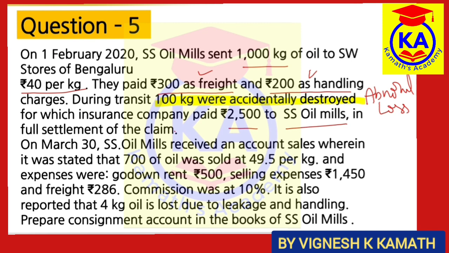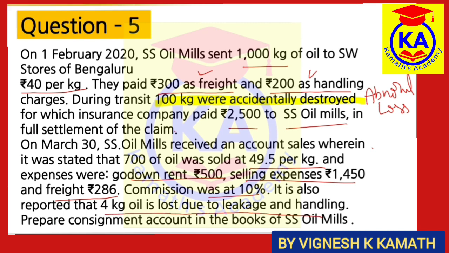On March 30, SS Oil Mills received an account sales wherein it was stated that SW Stores had sold 700 kgs of oil at 49.5 per kg, and the expenses of the consignee were godown rent, selling expenses, and freight, and commission is to be given at 10%. It was also reported that 4 kg oil is lost due to leakage and handling.